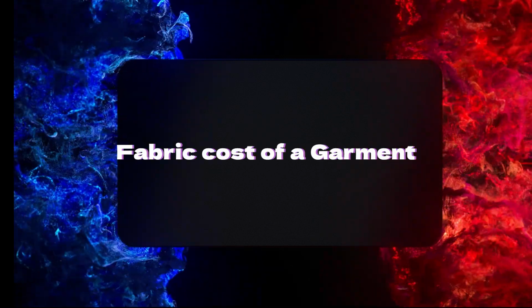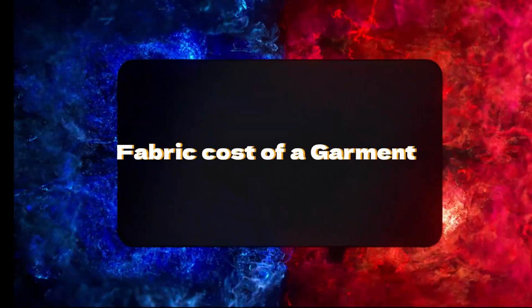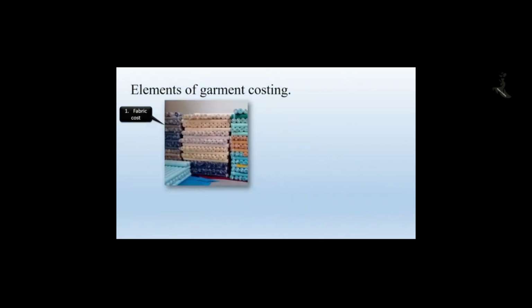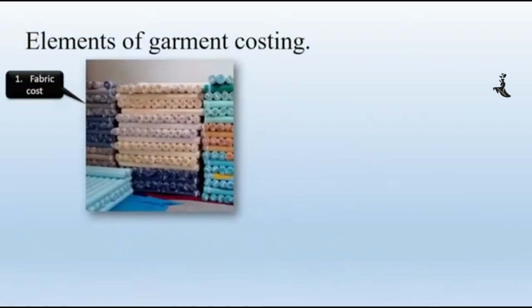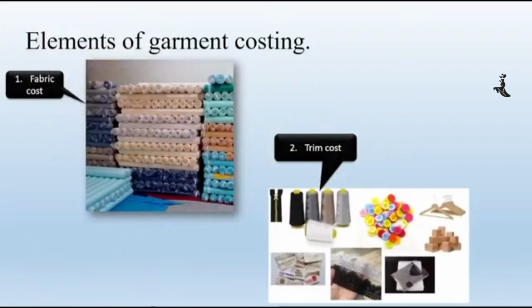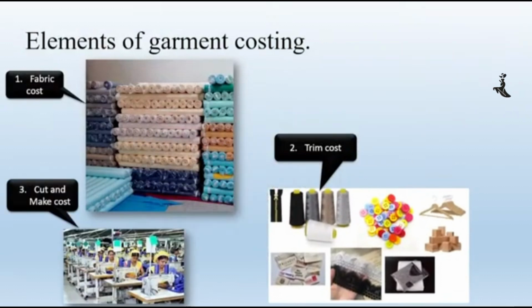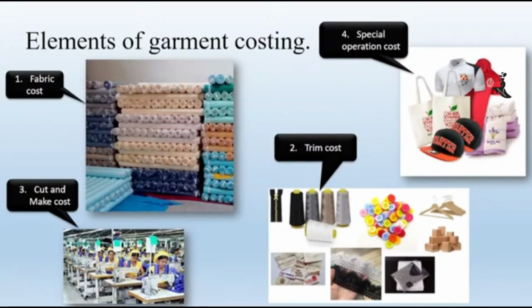Fabric cost of a garment. Garment costing. What are the factors that should be considered in garment costing? Fabric cost, trim cost, cut and make cost, and special operation cost. We can discuss the trim cost, cut and make cost, and special operation cost later. We now look at how to figure out the cost of fabric.